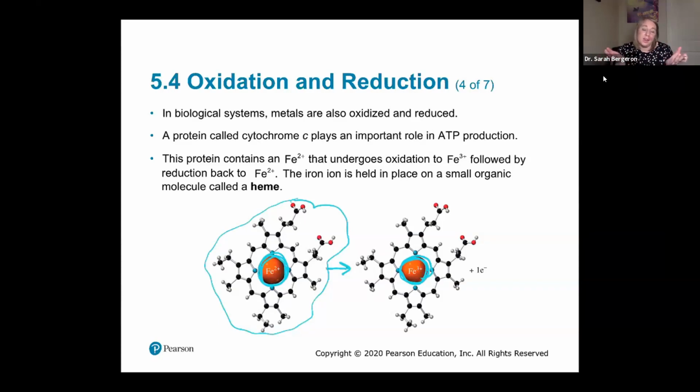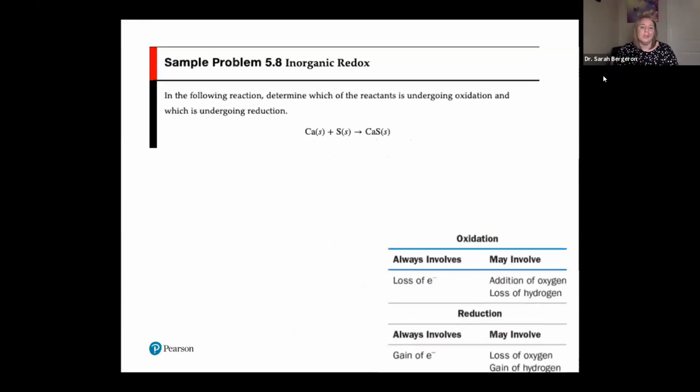And then the opposite can actually happen later when you need to regenerate the cytochrome C, and it'll go back to the Fe2+. Okay, and so anytime you see an iron ion that's held in place on an organic molecule, we call that a heme group, and we'll come back to that in another chapter. So let's look at an example problem.